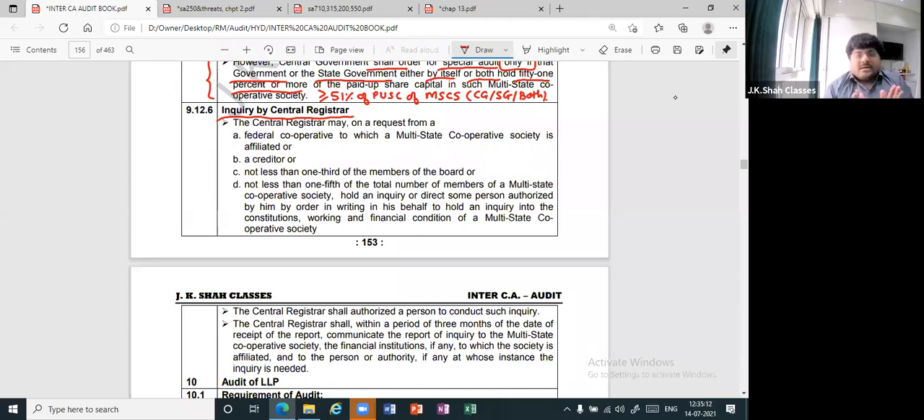As of now, understand that inquiry means what? If at all there is any doubt regarding the functioning of the MSCS, then you may request the central registrar to conduct an inquiry. Now do you understand? Okay, have a look. The central registrar may, on a request from whom? A federal cooperative to which the MSCS is affiliated. You understand affiliated?